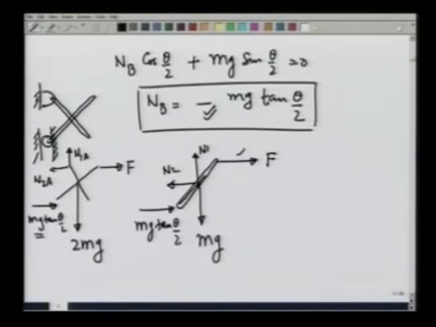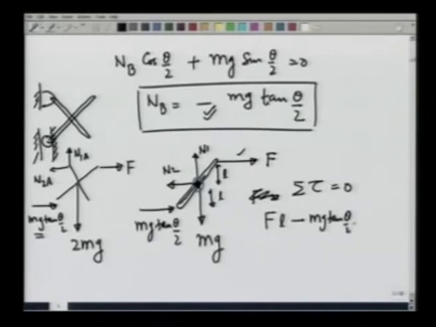If I am just interested in calculating force F, then you can see that I can take the torque about this middle point, the pin here, let me show this in blue, and calculate F. Summation of torque about this point is 0, and therefore F times whatever this length is, call it L, minus the same length is going to be here, mg tangent theta by 2, times L equals 0, and F equals mg tangent of theta by 2.